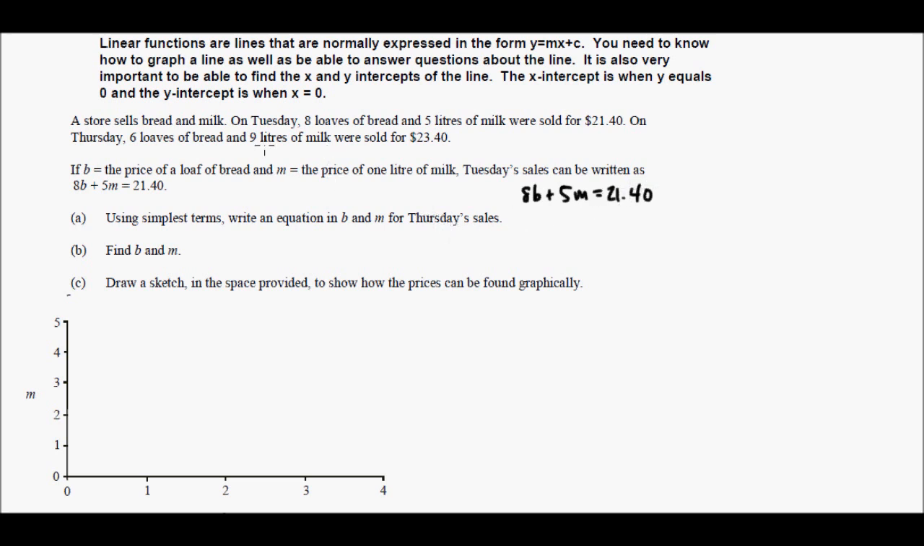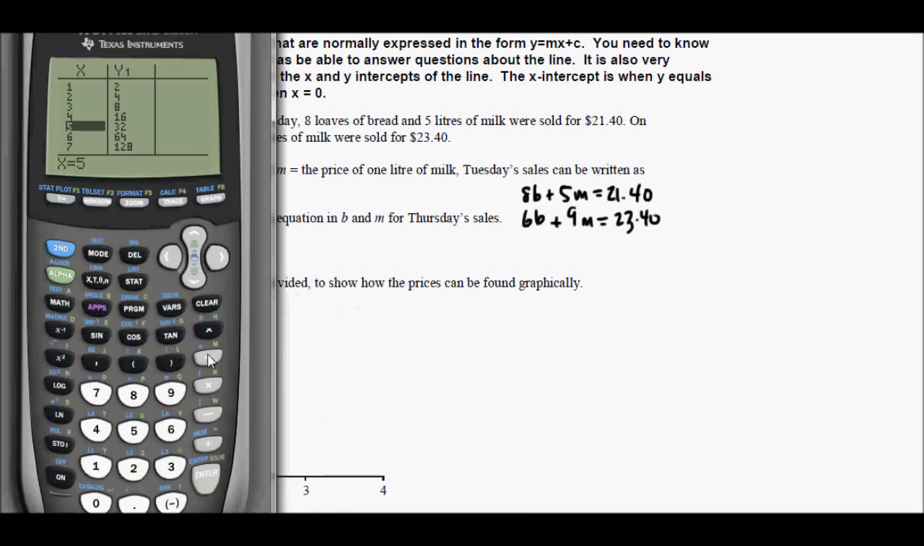Now let's look at what we have for Thursday. So we have 6B plus 9M equals 2340. Okay, now this is an example of simultaneous equations where you have to use the calculator. Otherwise, you'll just take too much time.